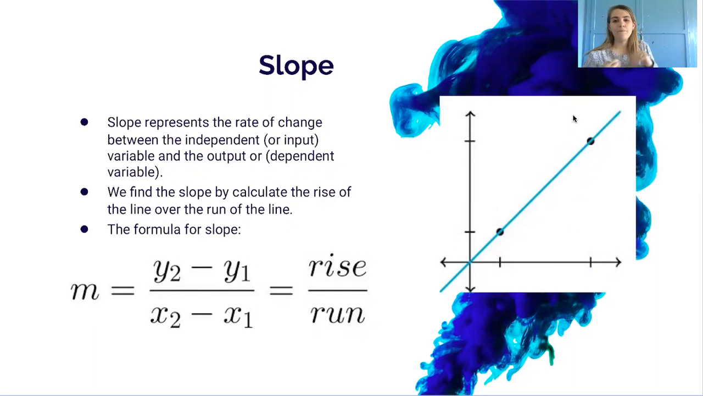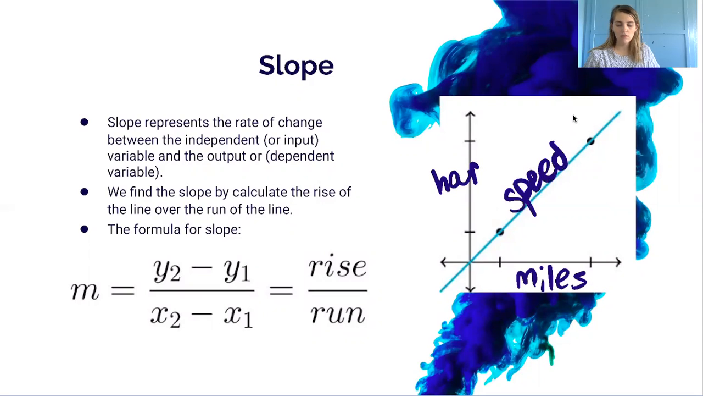The number one way that I relate this is by looking at a car going a certain amount of miles in a certain amount of hours. The slope represents the speed. So it's how many miles we're going and the amount of hours that it takes us to get there.